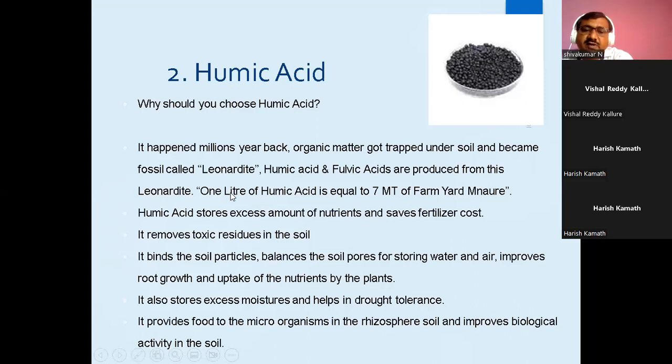Like, 1 liter of humic acid is equal to 7 metric ton of farmyard manure, because the organic matter content in 7 metric tons of farmyard manure, you can get the same from 1 liter of humic acid, because this is more concentrated. That's why they say 1 liter of humic acid is equal to 7 metric ton of farmyard manure. Instead of applying one bulk load of farmyard manure, you can simply apply 1 liter of humic acid, which is very easy, and it will save labor also. This is the importance of humic acids.